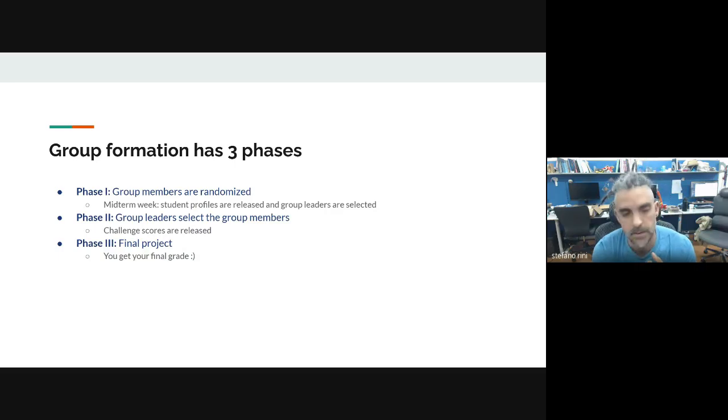In phase 1, we will randomly assign you to groups, and you will be asked to work on the challenge with a group of people who are randomly selected. Okay? That's very difficult, and it's very discouraging, and this is the hardest part of the class, but it's necessary because the classes are run online.